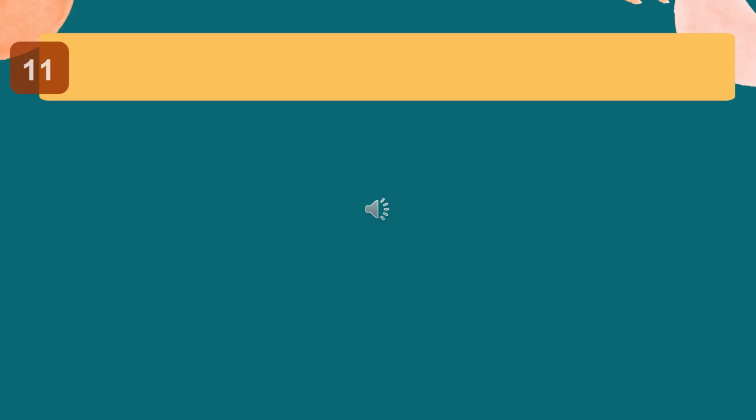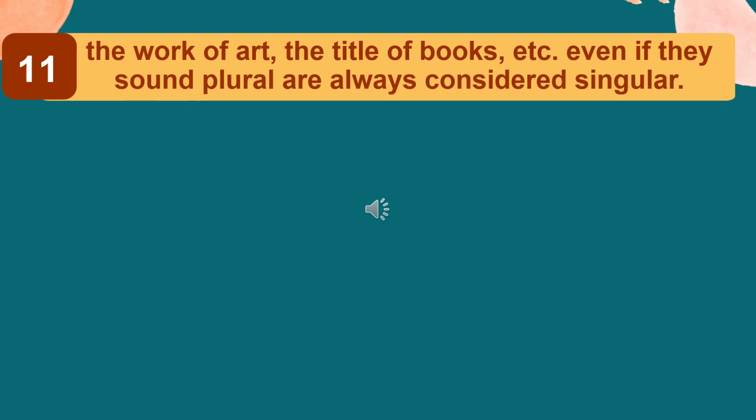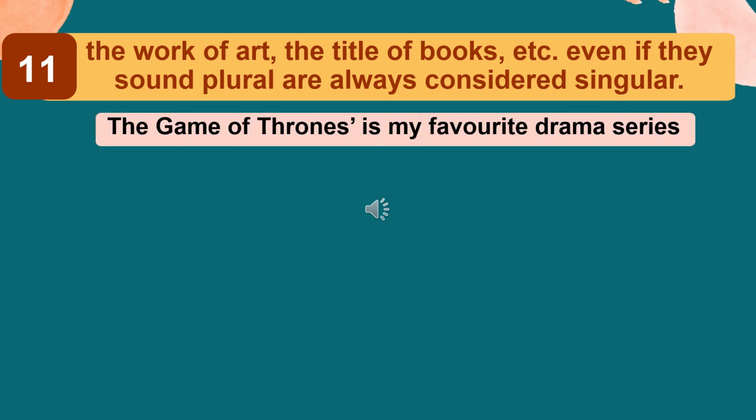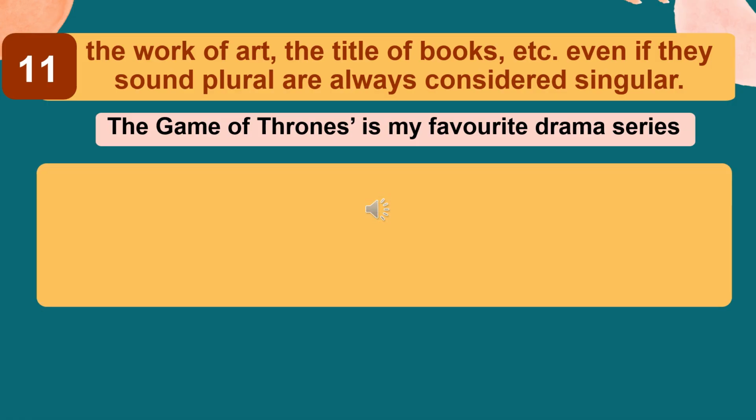Rule 11, titles of works are singular. The titles of books, movies, series, and other works of art are always considered singular, even if the words within the title sound plural. Let's look at the example. The Game of Thrones is my favorite drama series. And Great Expectations is a novel by Charles Dickens.